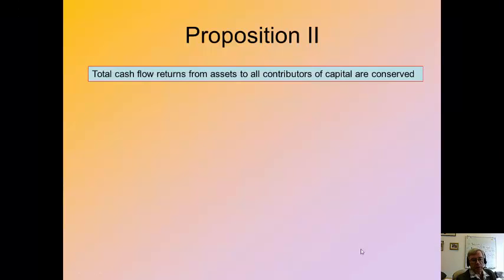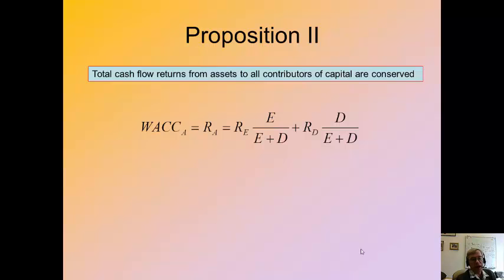Proposition 2 in the paper takes as its starting point the idea that total cash flow returns from assets to all contributors of capital are conserved, and the weighted average cost of capital formula, where the weighted average cost of capital, or the returns from assets to investors of a corporation, is equal to the cost of capital for equity times the weighting of equity plus the cost of capital for debt times the weighting of debt.